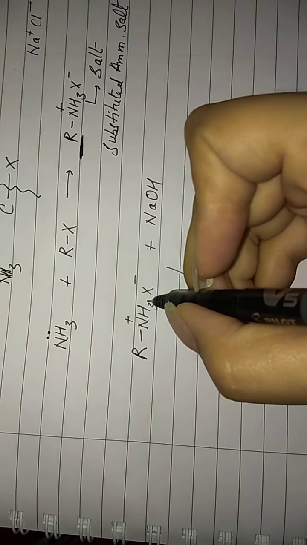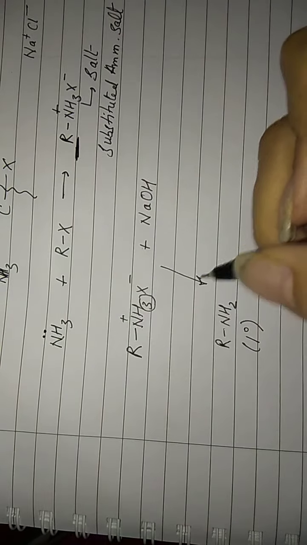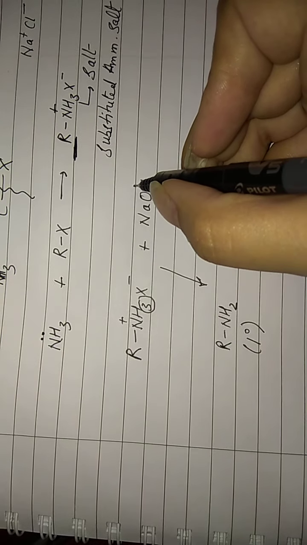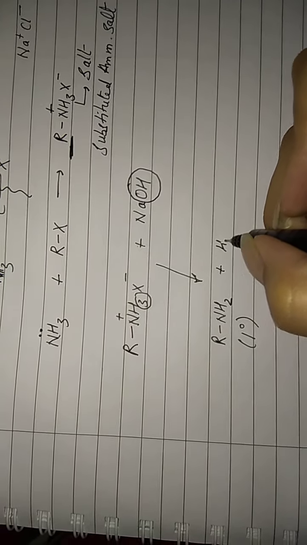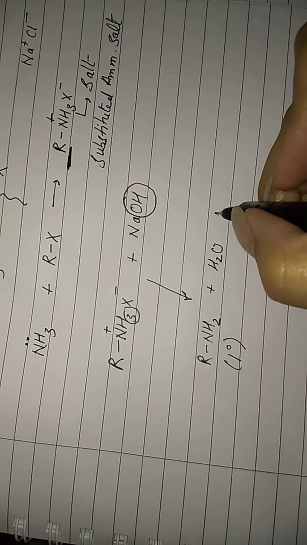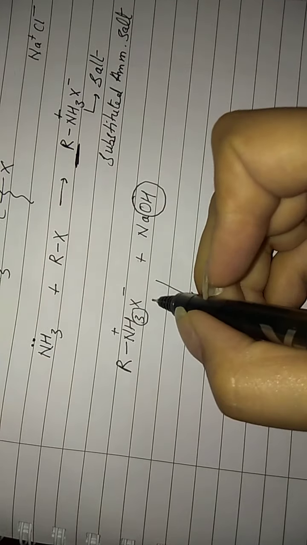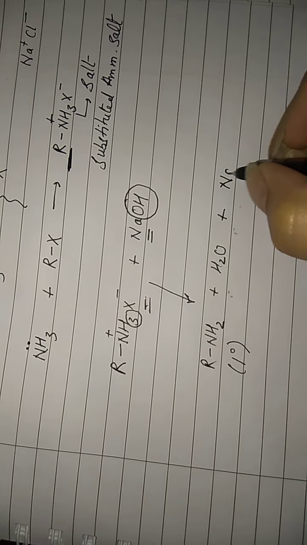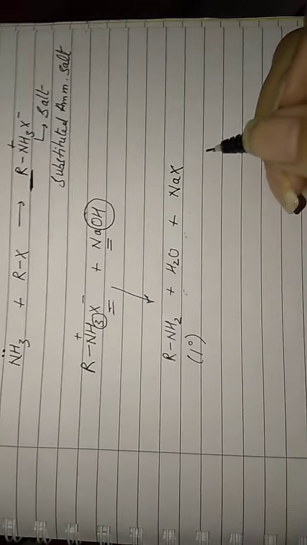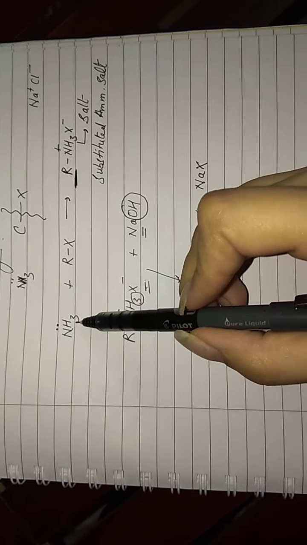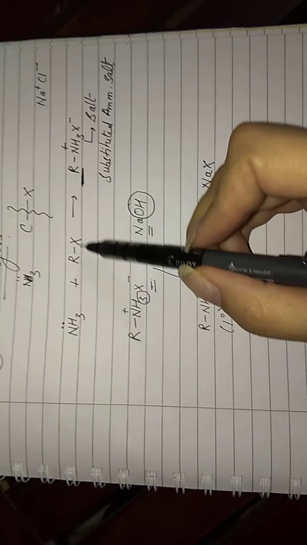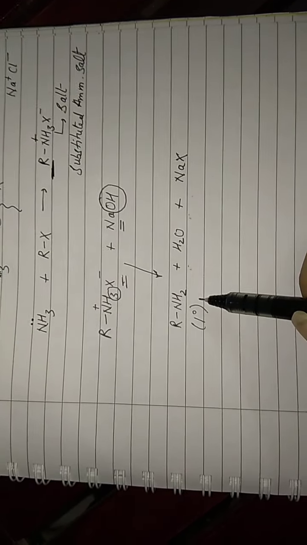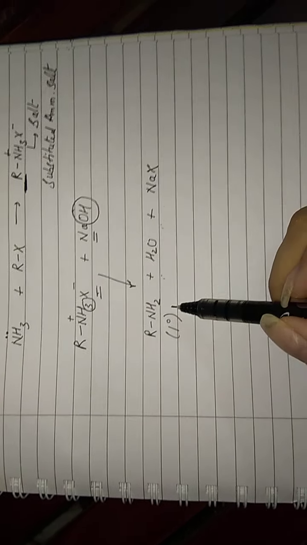Now what is left over here? One H is left, right? This one H combines with the OH of NaOH to give you water as the second product. Plus what else is left? X- and Na. So the third product you get is NaX. Now, how from the action of ammonia on an alkyl halide you have got a primary amine.